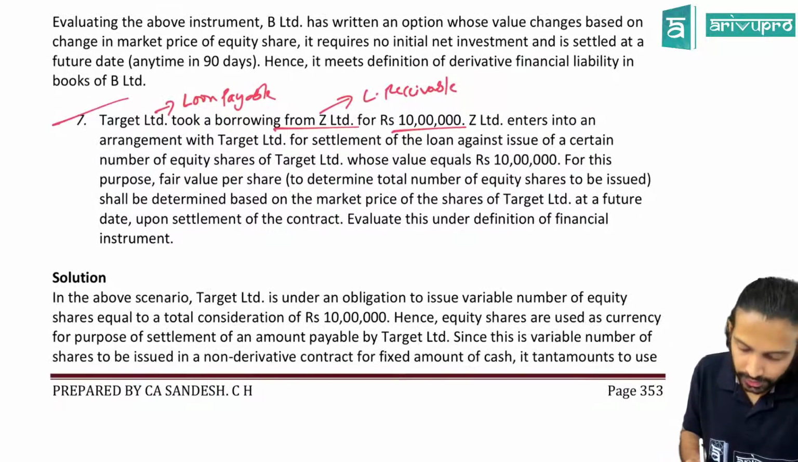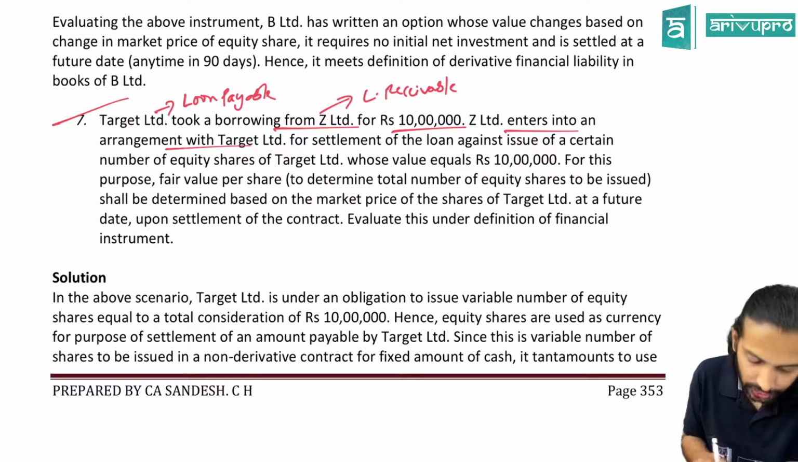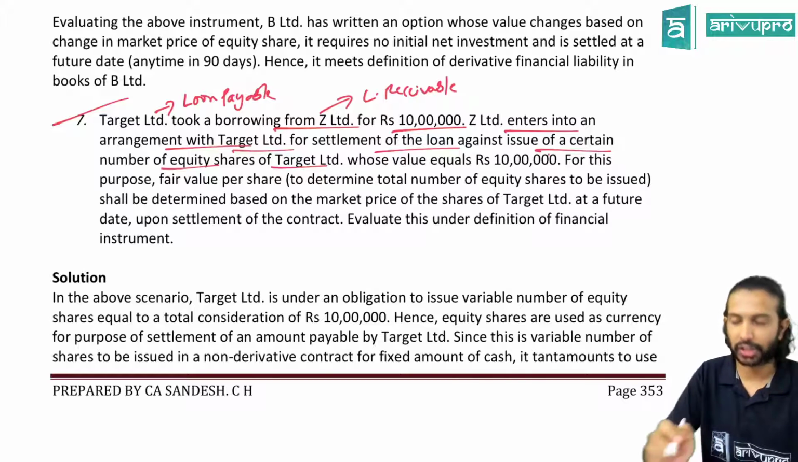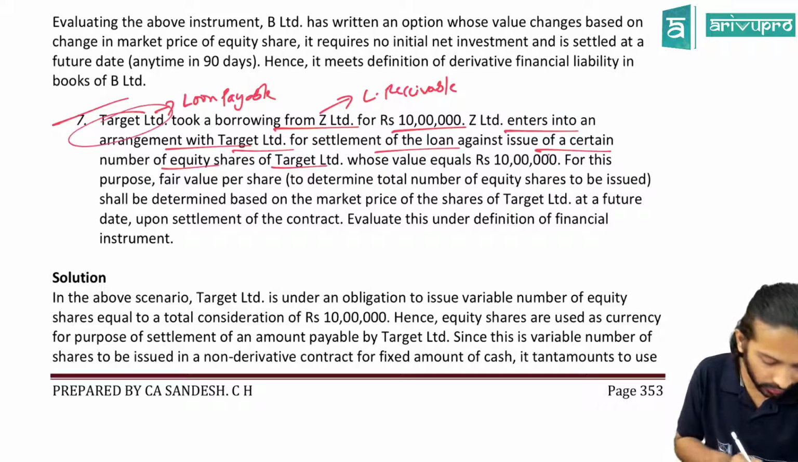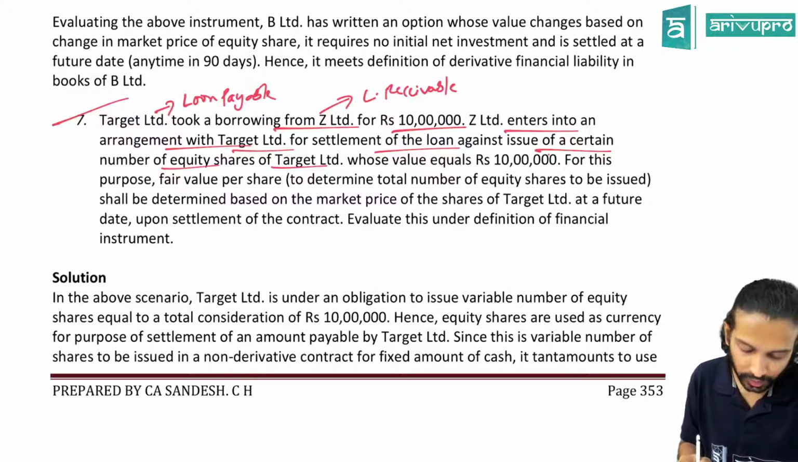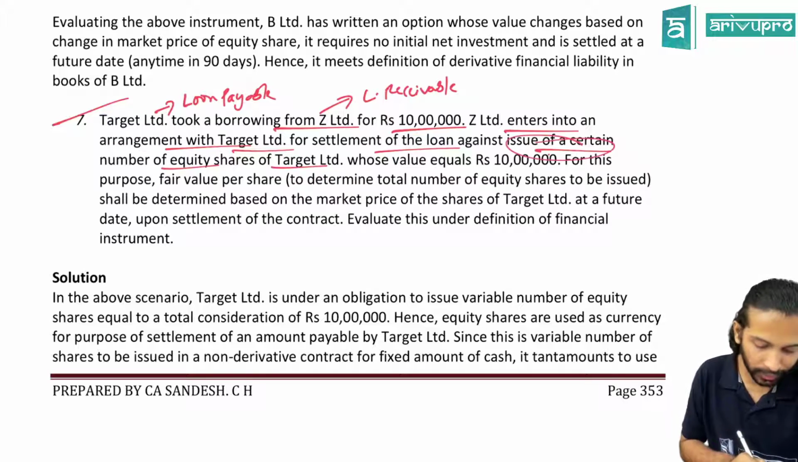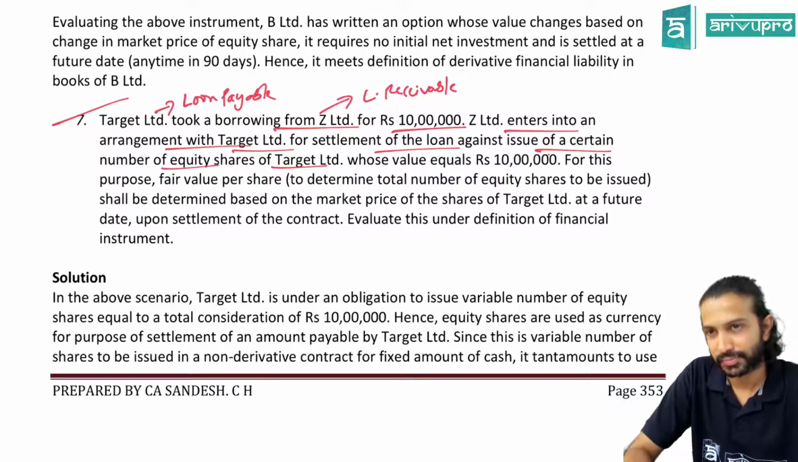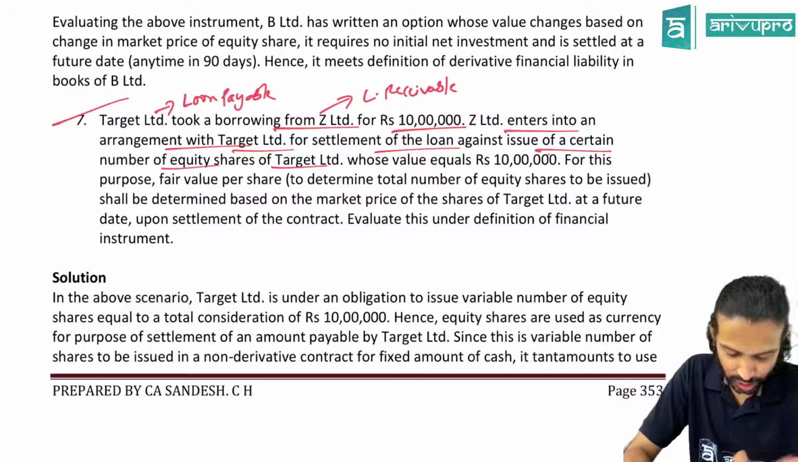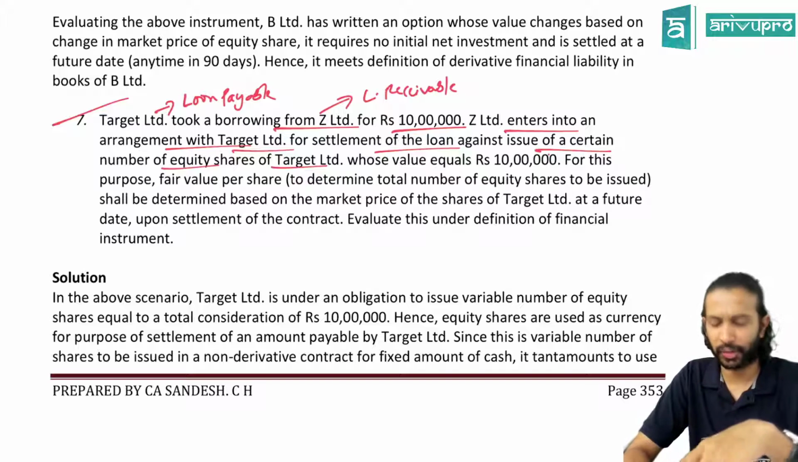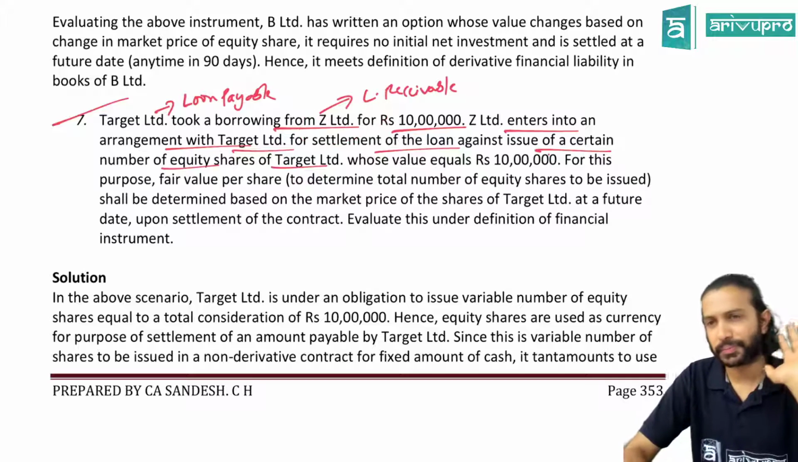Z Limited enters into an arrangement with Target Limited for a settlement of the loan against issue of a certain number of equity shares of Target. Now it gets a little more interesting. They are saying I will not give you the loan. Target Limited has to pay the loan back, no? Correct? Target Limited said I will settle the loan by giving my company's equity shares to you. I will not give cash. I will give a payoff with my company's equity shares.